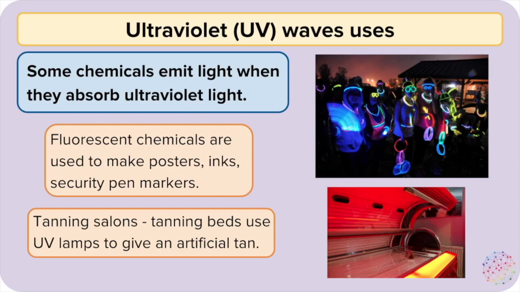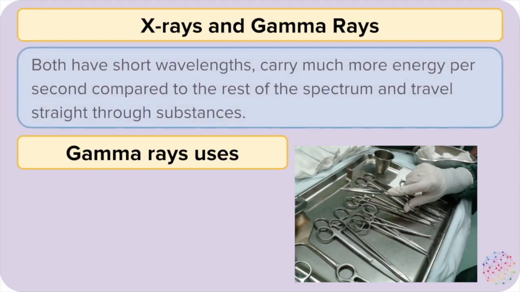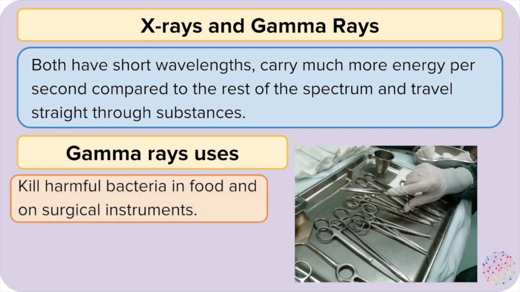X-rays and gamma rays both travel straight into a substance and can pass through them if the substance is not too dense and not too thick. This is because they have short wavelengths and carry much more energy per second compared to the rest of the spectrum. Gamma rays can be used to kill harmful bacteria in food and on surgical instruments.